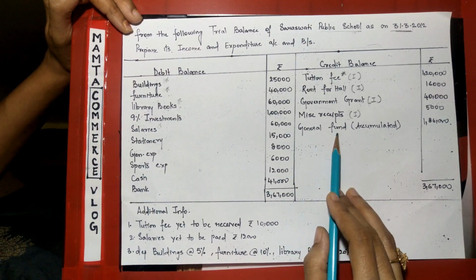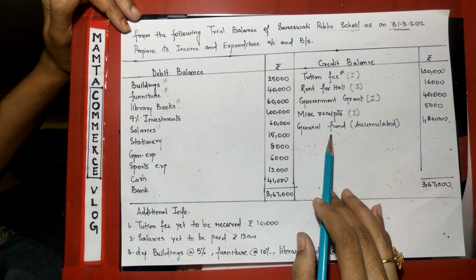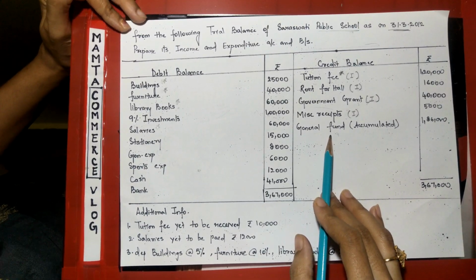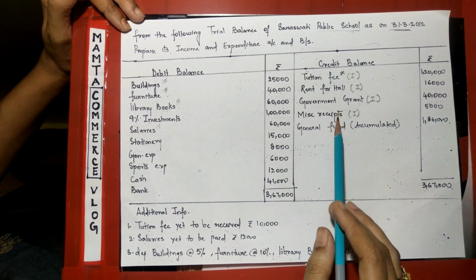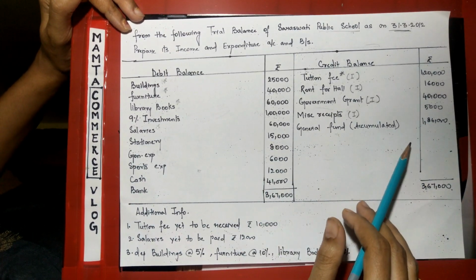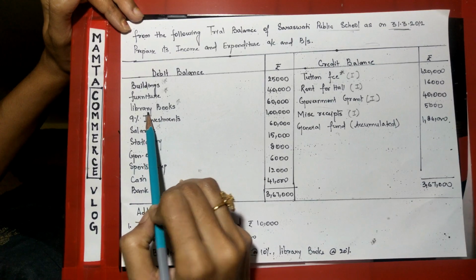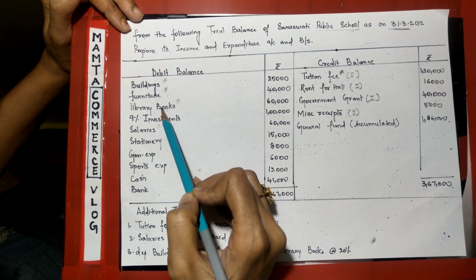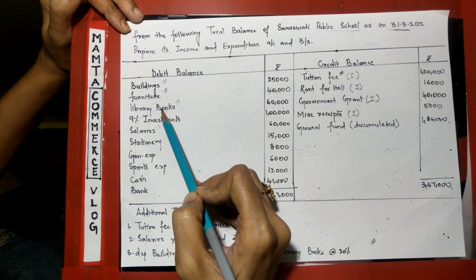Next is our general fund, accumulated fund. General fund is nothing but capital fund. So capital fund is already given in the trial balance. So there is no need to prepare any opening balance sheet. Next, we have completed all the points on the credit balance. Now we will move to the debit side, debit balance. That is buildings, furniture, library books. These three items are assets to us. So we will write it on the asset side of our balance sheet.